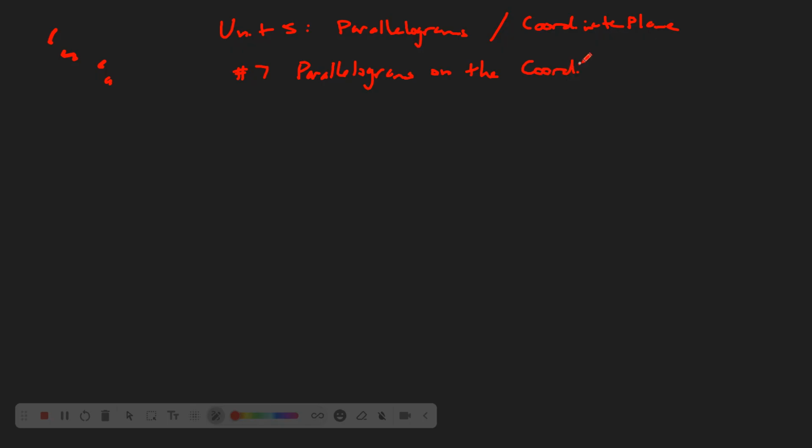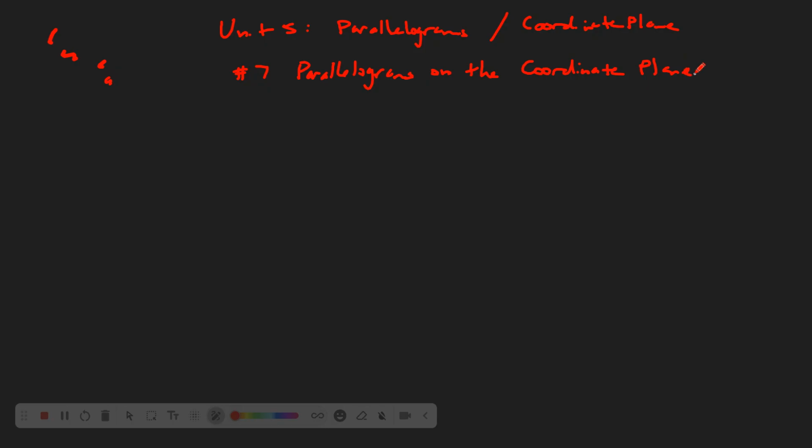How fitting that Unit 5, which talked about parallelograms and also talked so much about the coordinate plane, would now finish with the 7th lesson in the unit on parallelograms on the coordinate plane.